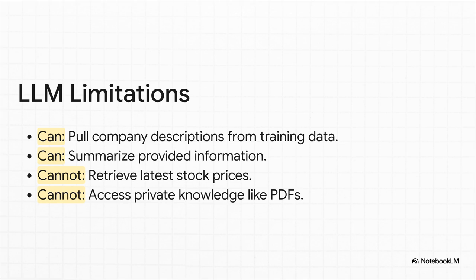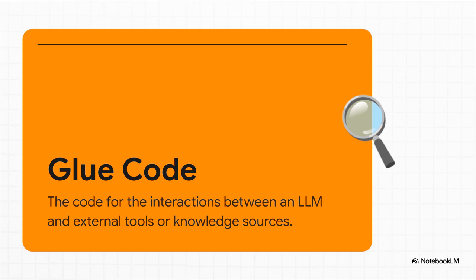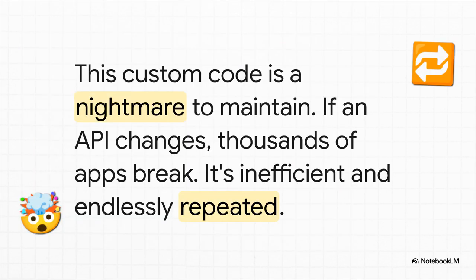Absolutely not. To make any of that happen, a developer has to sit down and write custom code to hook the AI up to something like the Yahoo Finance API or your company's own database. And that right there, all that custom code that's written just to connect the AI to all these different tools and data sources, that's what we call glue code. It's the stuff that lets the LLM actually do things in the real world, like talk to an API or search a file.